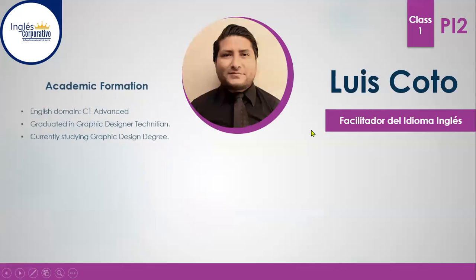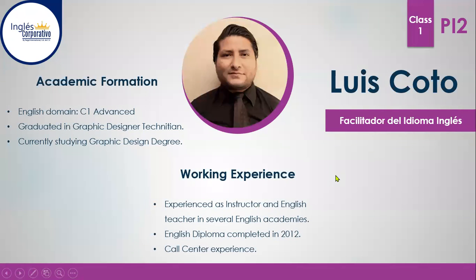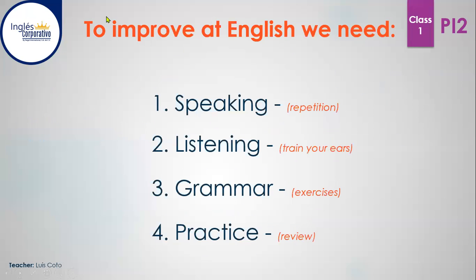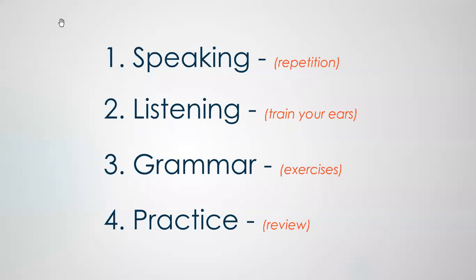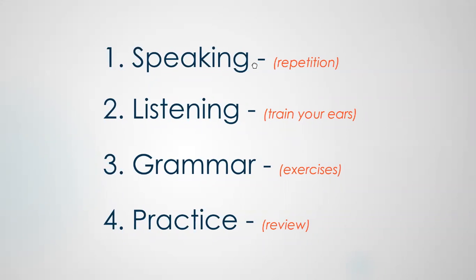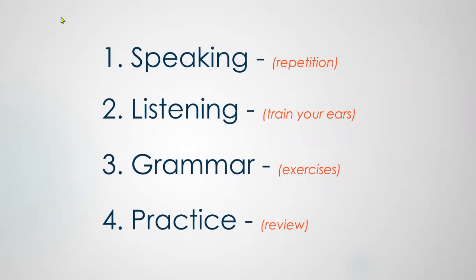Good. Next, that is some information about me, but I don't stop on that because you can check it later. Next. To improve English, what do we need to improve? Number one: speaking. And that means repetition. That is what we're going to practice a lot.